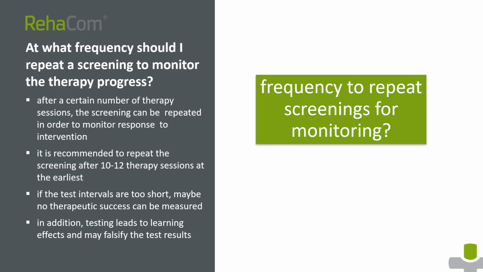What's an appropriate frequency to repeat a screening to determine the therapy progress? In order to monitor the response to the intervention, you can repeat a screening. It is recommended to repeat the screening modules after 10 to 12 therapy sessions at the earliest. If the test intervals are too short, maybe no therapeutic success can be measured. Take into account as well that testing with the same screening leads to learning effects and may falsify the test results.